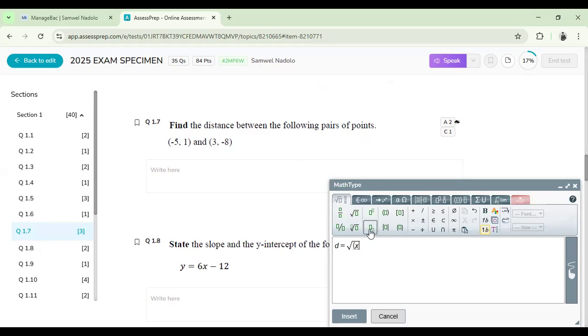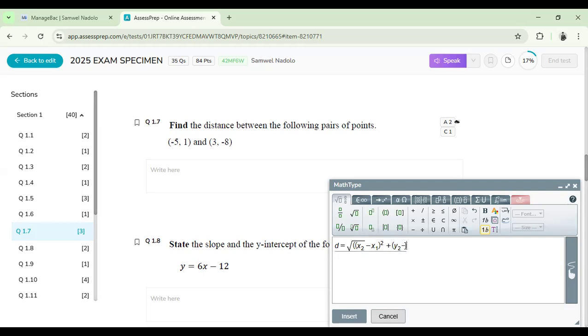x2 minus x1, and then squared, plus y2 minus y1. I needed to have included another bracket here so that we have that. So y2 minus y1. There's no need for you to write the formula because the formula is already there.